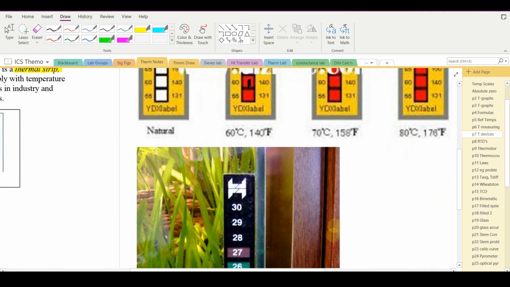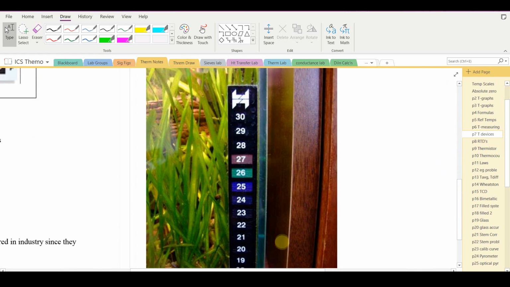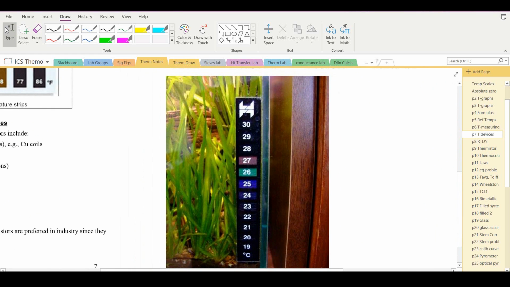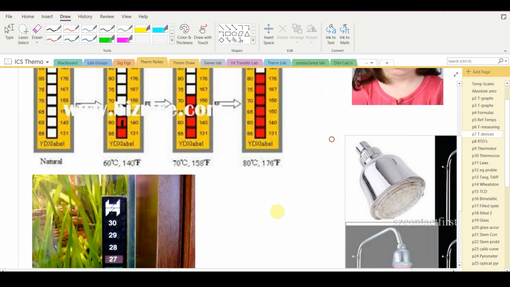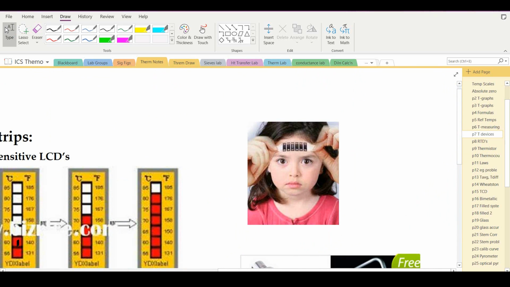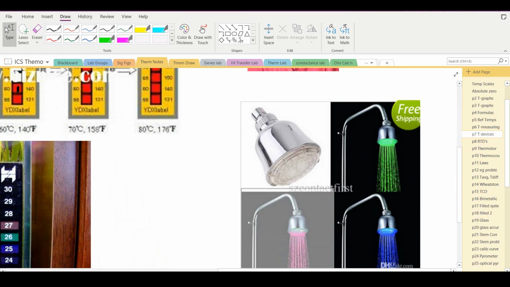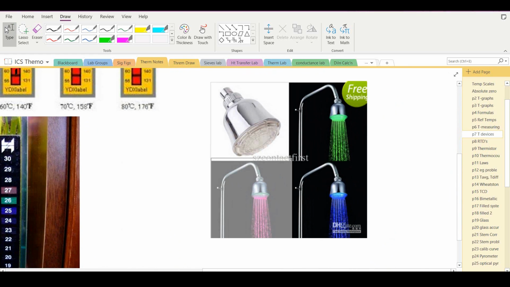Here is an aquarium thermometer, a thermal strip on the side of the aquarium glass. Here's a thermal strip that measures temperature. And here's a rather novel application. We can have a visual indication of the temperature of the water from the shower head with a thermal system built right into the shower head.